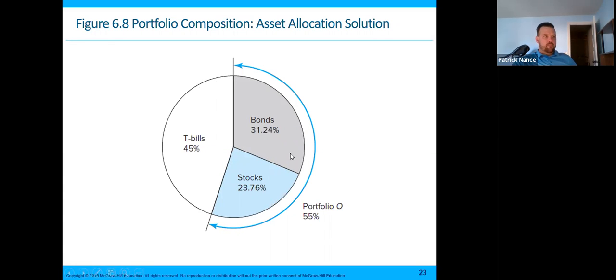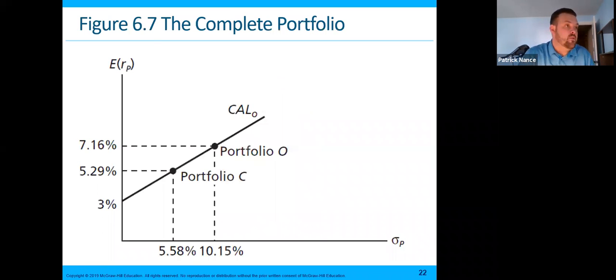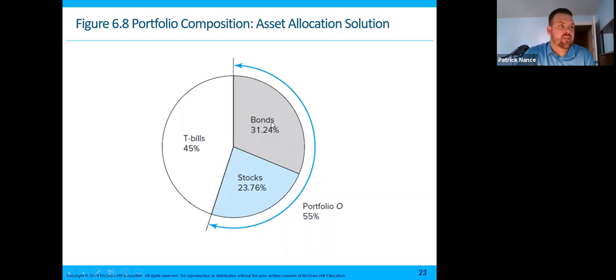So portfolio composition, asset allocation. So we have T-bills, which is basically our risk-free element of our portfolio, and then we're trying to measure out how much and what percentage we should do of stocks and bonds. And according to what we just figured out, through this process from my portfolio O, I need 31.24% bonds and 23.76% stocks. And we found this based on the fact that my weighted bond funds, I need 56.8% of the remaining after the risk-free asset, 56.8% of the bonds, and 43.2% would be stocks.